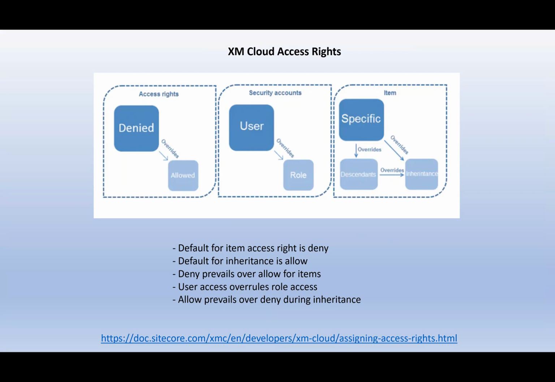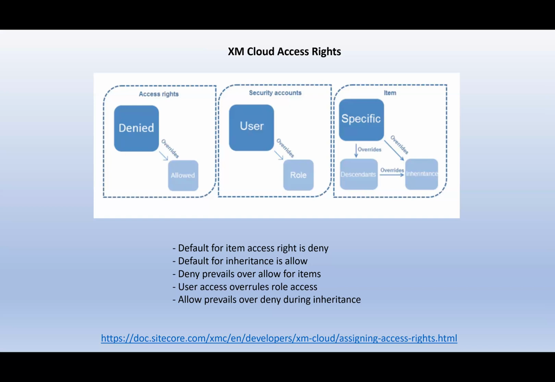And then user access overrules role access. So for example, grant access is given at the user level for an item, and the role to which this user belongs is deny. So the grant access at the user level prevails on that item. But if you have inheritance in play, allow always stays above deny. So for items, it's deny. For inheritance, it's always allow. For example, a role has allow and the user has deny. So the allow stays above the deny, irrespective of what the role is.